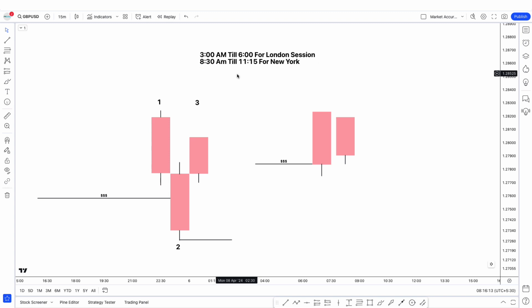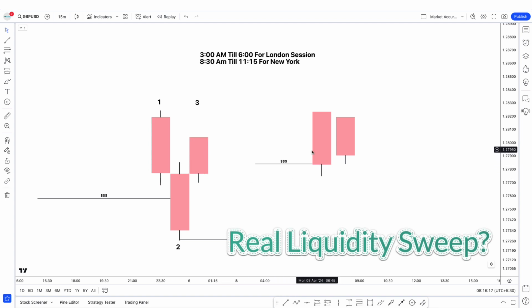Because the thing is, without time, price doesn't matter, because algorithms are active during these times. If you are taking your entry or looking for a liquidity sweep without any reference of time, if you don't know what time it is and you're looking for entries and liquidity sweeps, then you have no idea what you're doing. Anyways, we have two ways to identify real liquidity sweeps.